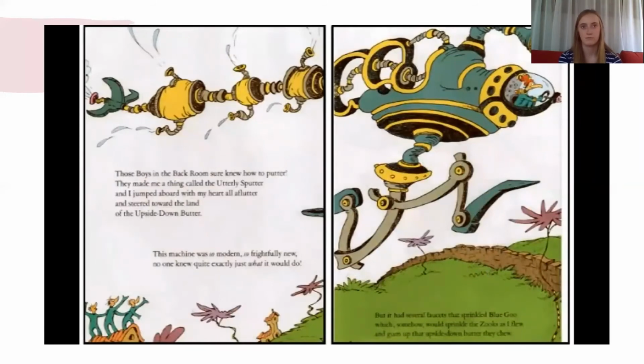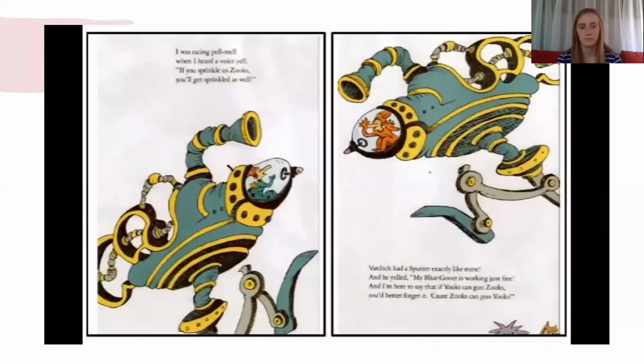This machine was so modern, so frightfully new, no one knew quite exactly just what it would do. But it had several faucets that sprinkled blue goo, which somehow would sprinkle the Zooks as I flew, and gum up that upside-down butter they chew. I was racing pell-mell when I heard a voice yell, "If you sprinkle with Zooks, you get sprinkled as well." Van Itch had a sputter exactly like mine, and he yelled, "My blue gooer is working just fine. I'm here to say that if Zooks can goo Zooks, you'd better forget it, 'cause Zooks can goo Yooks."